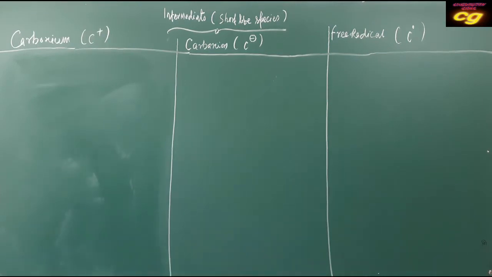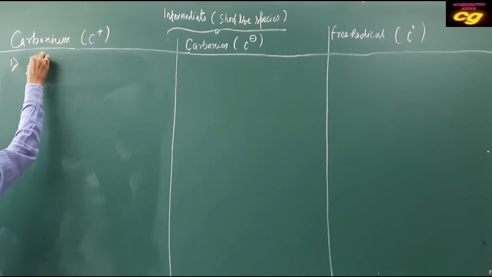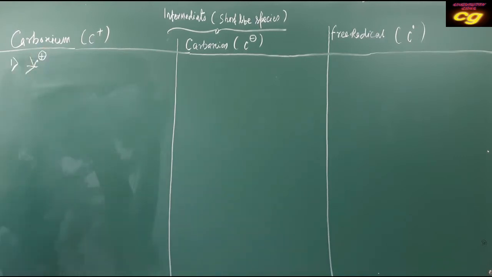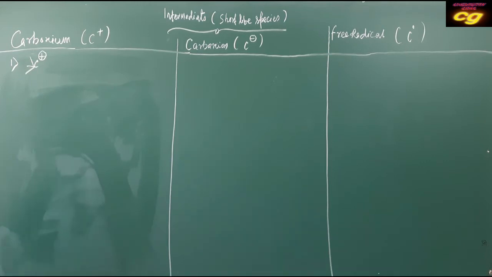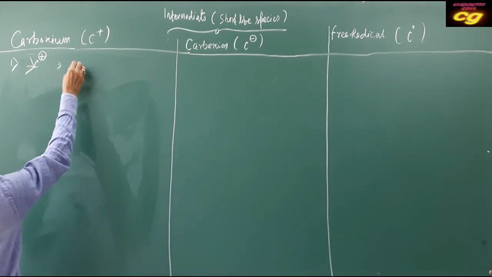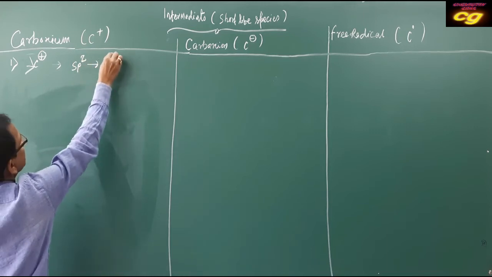In case of carbonium, generally carbon carries a positive charge. Carbon carrying positive charge is called carbonium ion, and this carbonium ion has 3 bonds, with the central carbon atom carrying positive charge. That's why it is sp2 hybridized and has a planar shape.